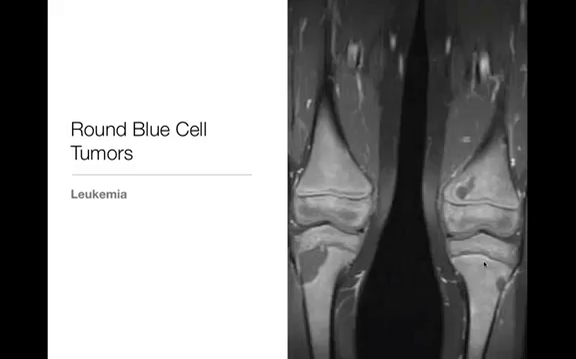Leukemia, pretty much the same thing as lymphoma. There's no really good way to differentiate them on imaging. This was an example of a leukemia. In a child, you see multiple lesions. This is a post-gadolinium MR, and these are all leukemia infiltrates.